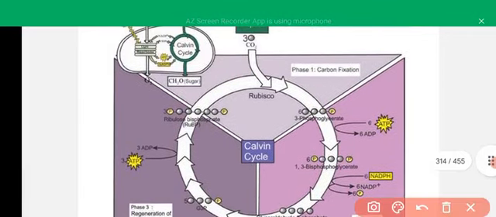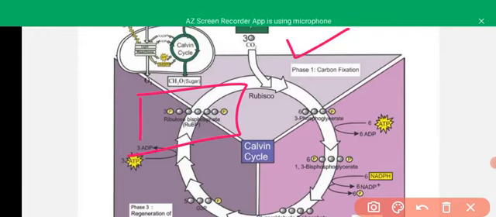First of all, we have the reactant ribulose bisphosphate, a 5-carbon compound: 3 molecules react with 3 molecules of carbon dioxide. First we get 3 molecules of an unstable 6-carbon compound, and that unstable compound is broken down into 6 molecules of the 3-carbon compound phosphoglycerate. This is the first product. The C3 pathway is called the Calvin cycle because the first product formed is phosphoglycerate, a 3-carbon compound.